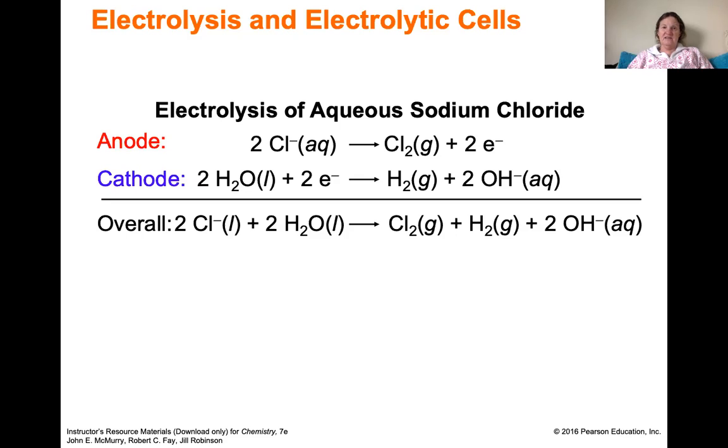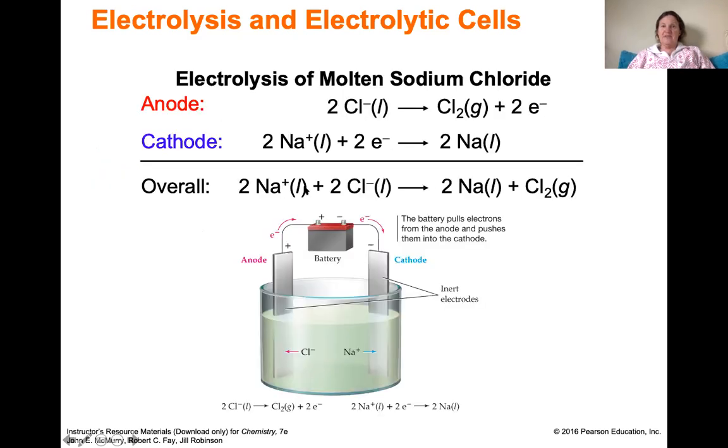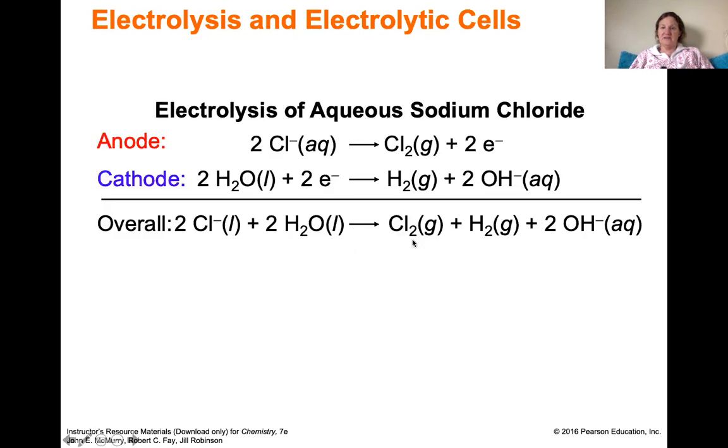So if we did try to do this process in water instead of melted sodium chloride, what you see is that it's going to be easier for water to be reduced than it was for the sodium. And so you'll get hydrogen gas, but you won't get sodium neutral metal. You'll get chlorine and hydrogen, but you won't get sodium metal.